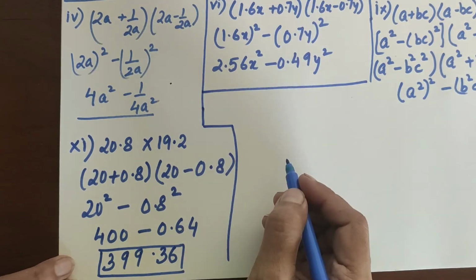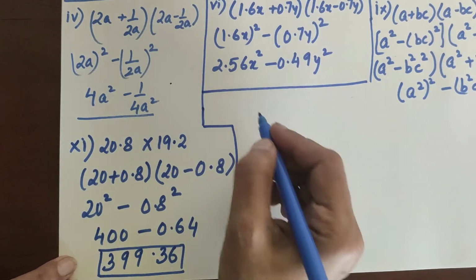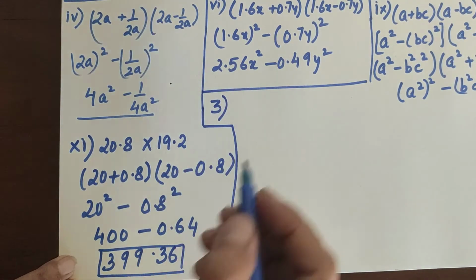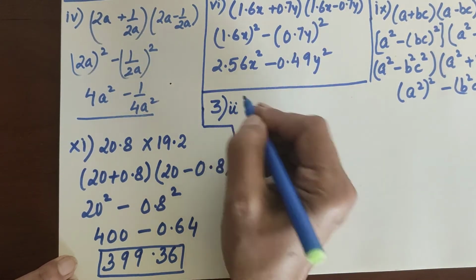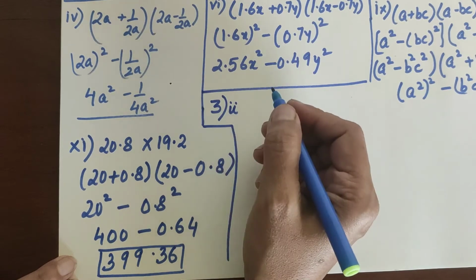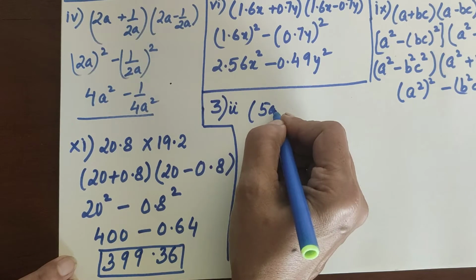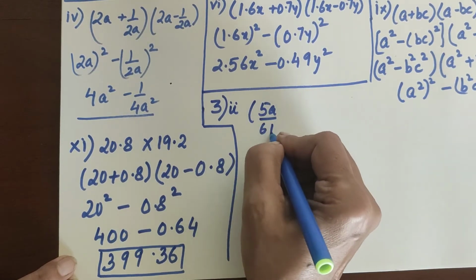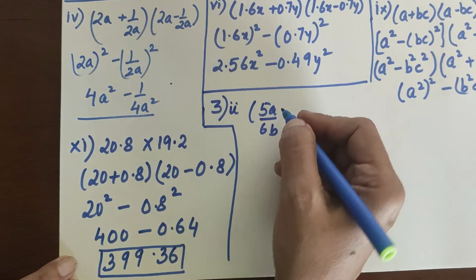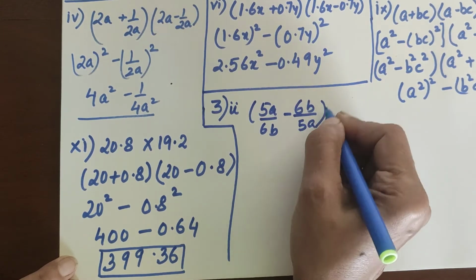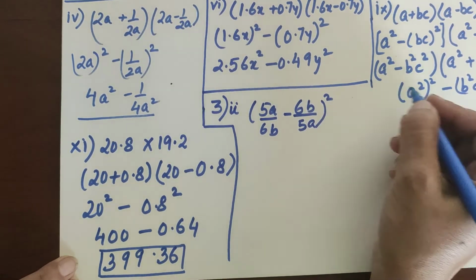I move to the next sum. The next sum is question number 3. I am starting with part 2. Question number 3, part 2. Find the square of 5a upon 6b minus 6b upon 5a.